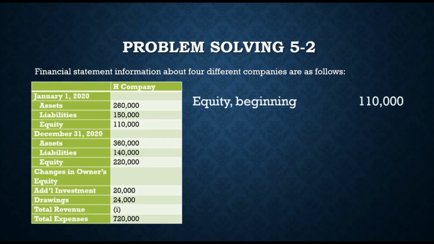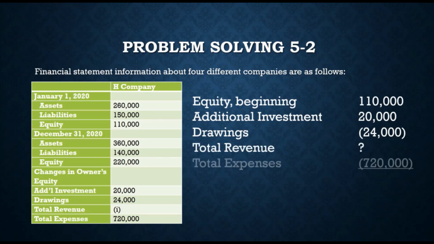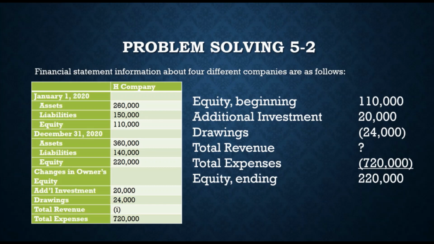So, sa letter I naman, meron tayong equity beginning na 110,000, then additional investment na 20,000, then may drawings na 24,000, then ang hinahanap naman ngayon is yung total revenue. Then meron tayong total expense na 720,000 at ang ating equity ending ay 220,000. So para makuha natin yung total revenue, i-work backwards natin. So 220,000 plus 720,000 plus 24,000 minus 20,000 minus 110,000, ang ating total revenue during the year ay 834,000.